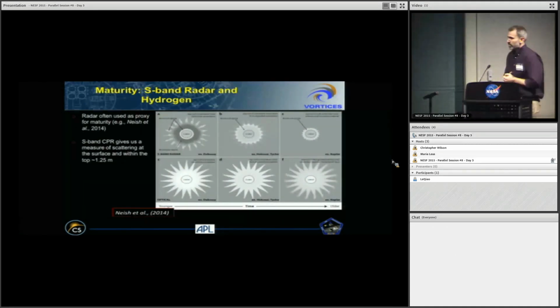So radar has often been used as a proxy for maturity. This is a good diagram by Catherine Neish and the Mini-RF team, where the optical descriptions she's showing of some Mercurian and lunar craters are shown below, and you have S-band radar up above, and you can see how they're degrading with age, and while they look different, they are doing it in a rather systematic way.